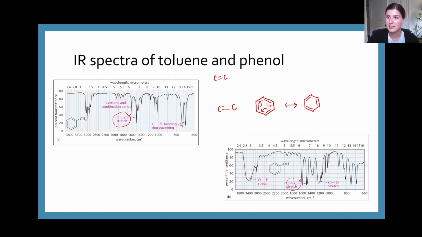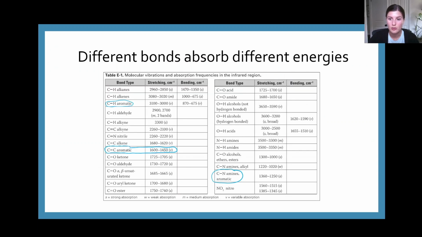And these pi bonds are constantly resonating. So the bond order of carbon-to-carbon bonds in an aromatic ring like benzene is about 1.5, so in between a single bond and a double bond. So that's why it has a slightly different stretch wave number than other alkenes. And we can see that if we go back to the table. The carbon-to-carbon aromatic wave numbers here are a little bit lower than the carbon-to-carbon alkene double bond wave numbers.